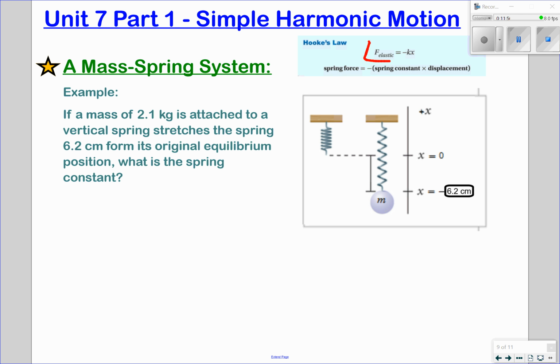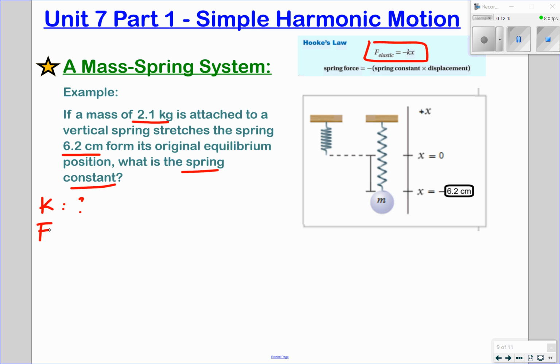If we go forward, let's go ahead and try an example. So if you look up here, we're going to reference this formula. We know this time we have a mass of 2.1 kilograms. It's attached to a vertical spring. Notice our spring is moving up and down now. Our spring is stretched 6.2 centimeters from its equilibrium position. And we're trying to find the spring constant. So k is going to be what we're solving for.